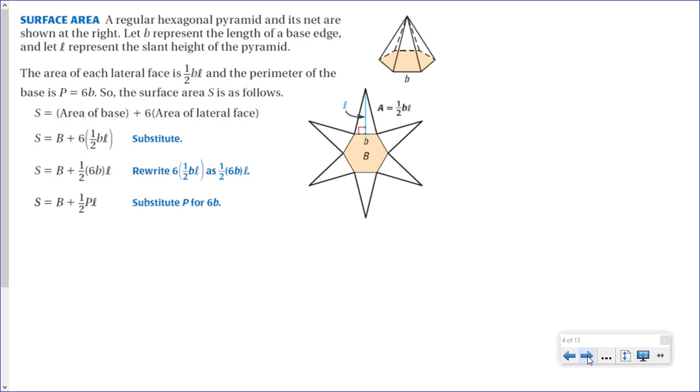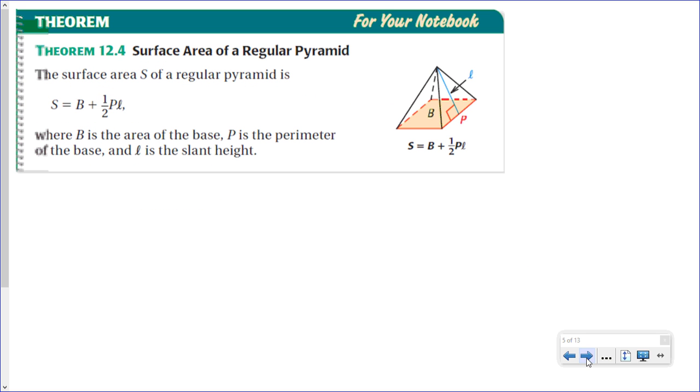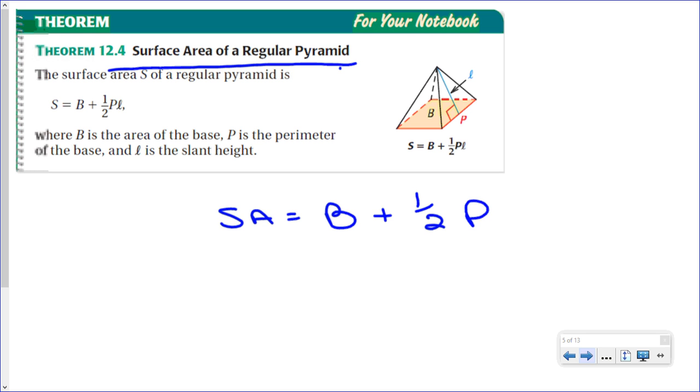So let's go to this page here. The formula for surface area of a pyramid: we want to get this in your notes. Surface area equals capital B, which is the base of the object, plus 1/2 the perimeter times the slant height.